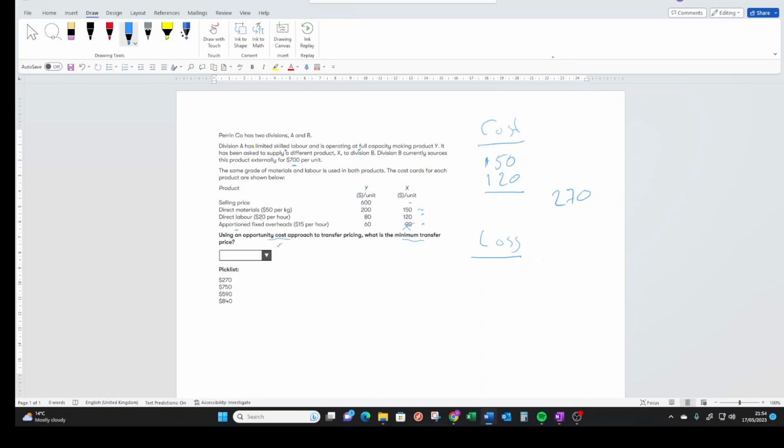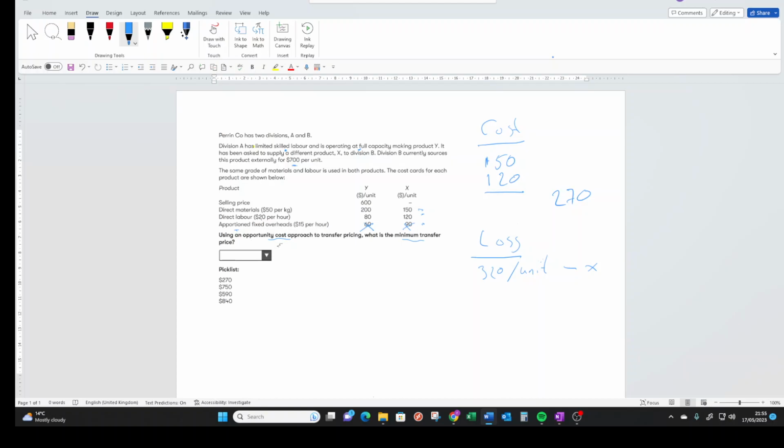And next we look at the loss of contribution from not making Y. So currently we can ignore the apportioned fixed overheads, and it's selling at $600 a unit, incurring direct costs of $200 for materials, $80 for labour. So that's $320 per unit contribution for making 1 unit of X.